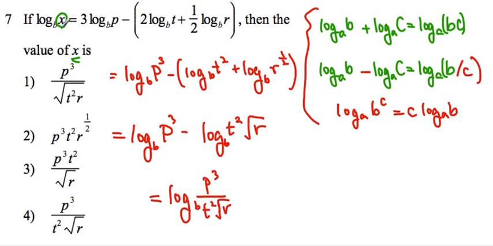Now, you see, x is the value or expression inside of the logarithm, so that should correspond to this one right over here, p cubed over t squared times square root of r, which is choice 4.